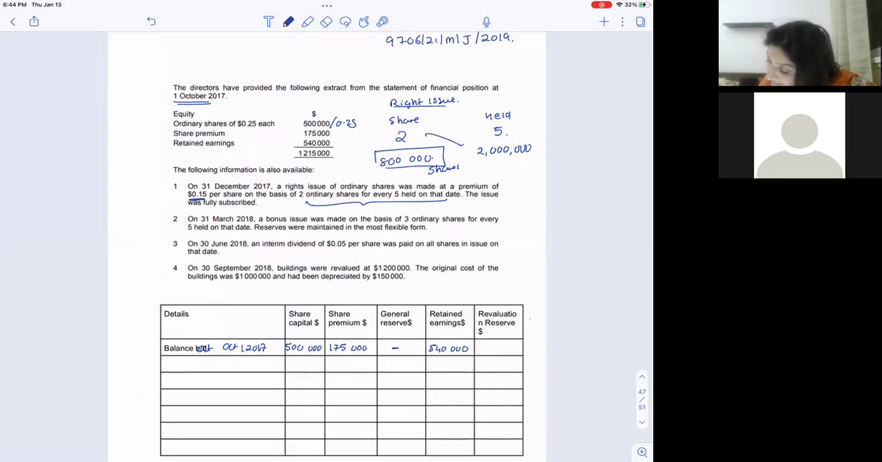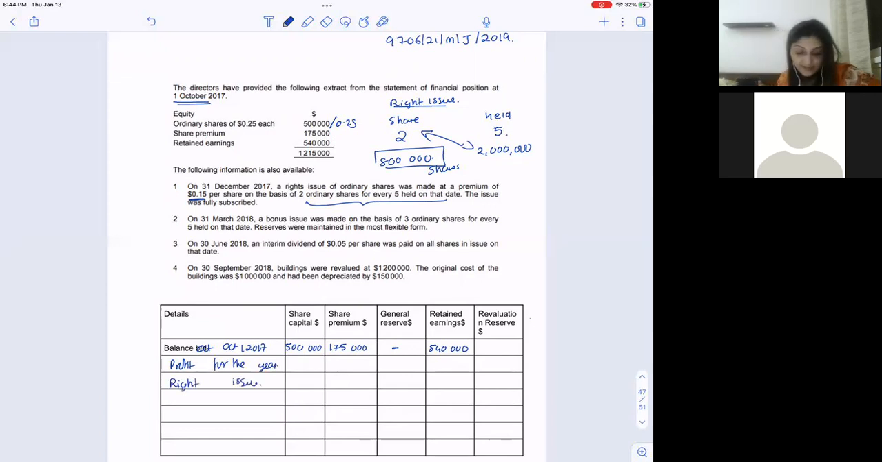We do it for 800,000 shares. Okay. Now the rights issue was made at a premium of 0.15 per share. So second will be profit for the year. And the third will be a rights issue.